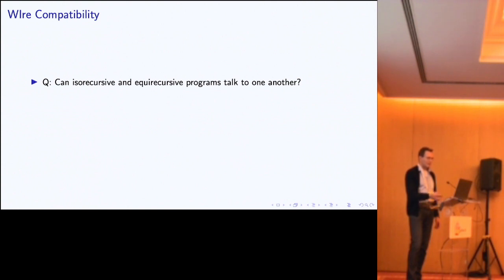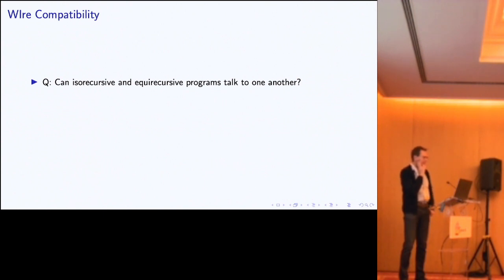Now we learned that if I have a suitably nice, contractive isorecursive program, we can make it talk to an equirecursive program just by erasing the unrolls, or just by making the unrolls silent. If the unroll doesn't do any communication, you have the same effect. That was actually the starting point of what we wanted to do.